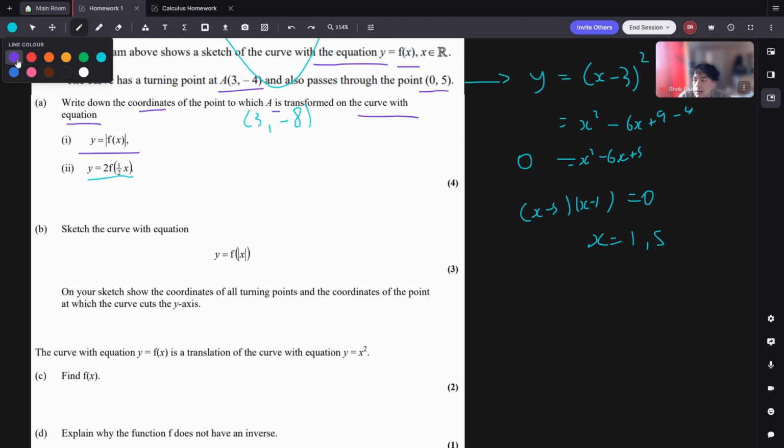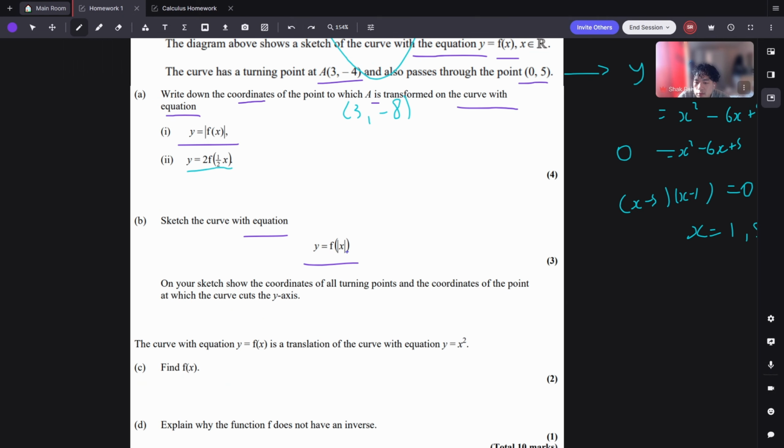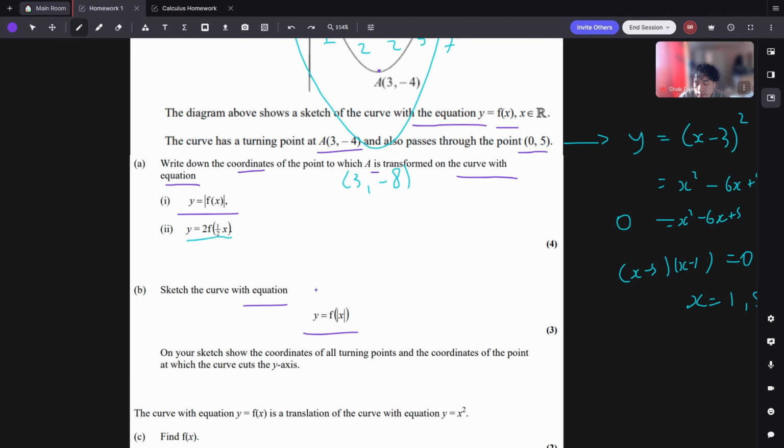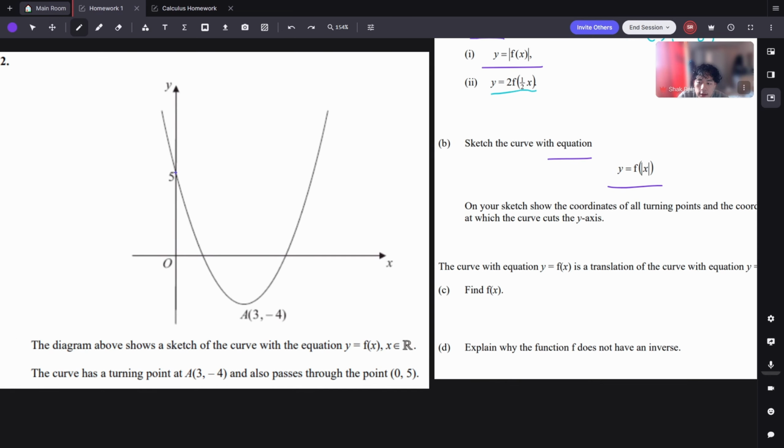Cool. So now we need to sketch the curve with the equation y equals f of modulus x. So it's only the x values that stay the same. The modulus of x means that it just flips around and reflects on the y-axis like this. And that's literally it. So this would be minus 3 and minus 4. And then where it was 1 here, it'd be minus 1. And this would be minus 5 here.